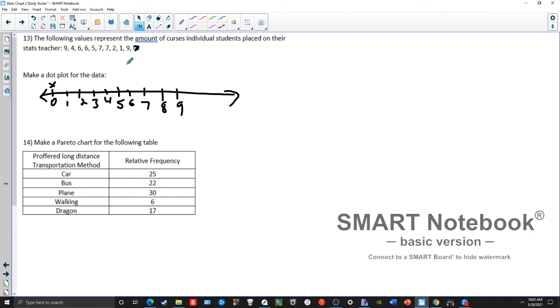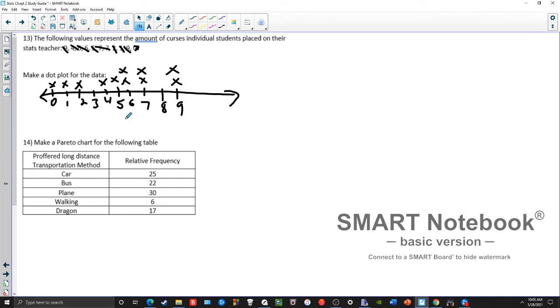Dot, X, smiley face, whatever you want. We have 1, 1. So we'll put another X above 1. We do have 1, 2. We have no 3s, but we do have a 4. We do have a 5. We have 2 6s, lucky us. 2 7s, lucky us. No 8s and 2 9s. Once again, lucky us. So there's your dot plot.